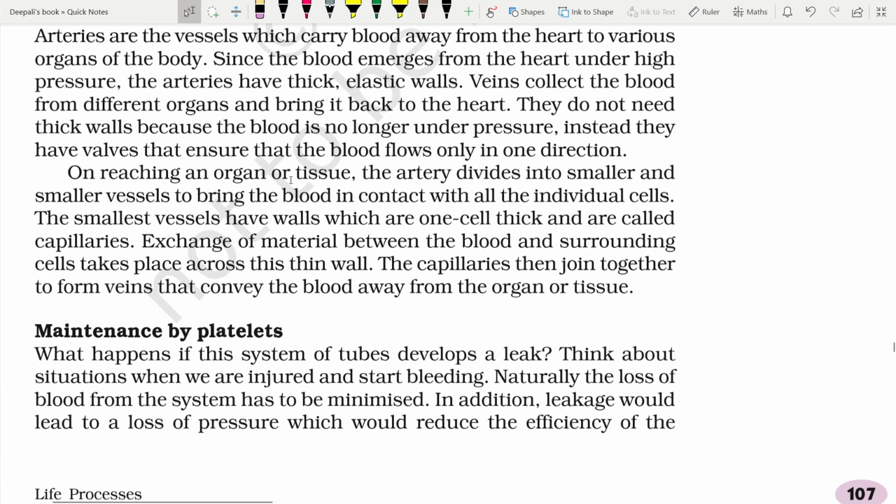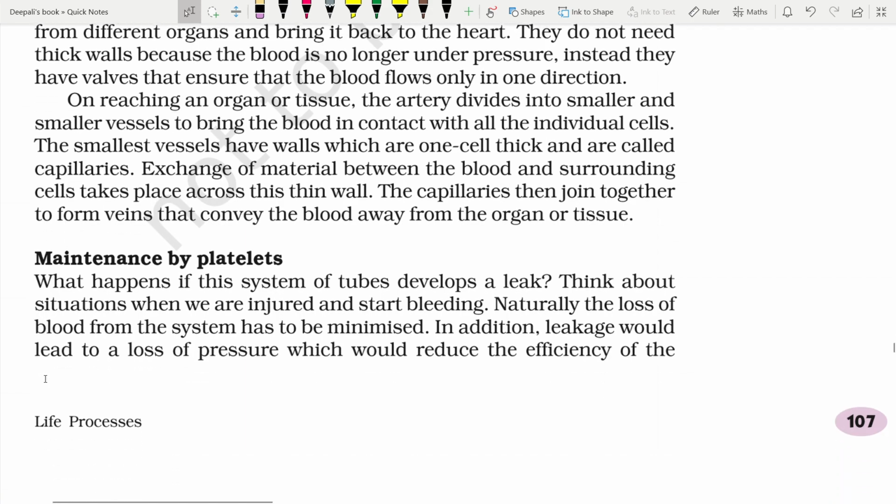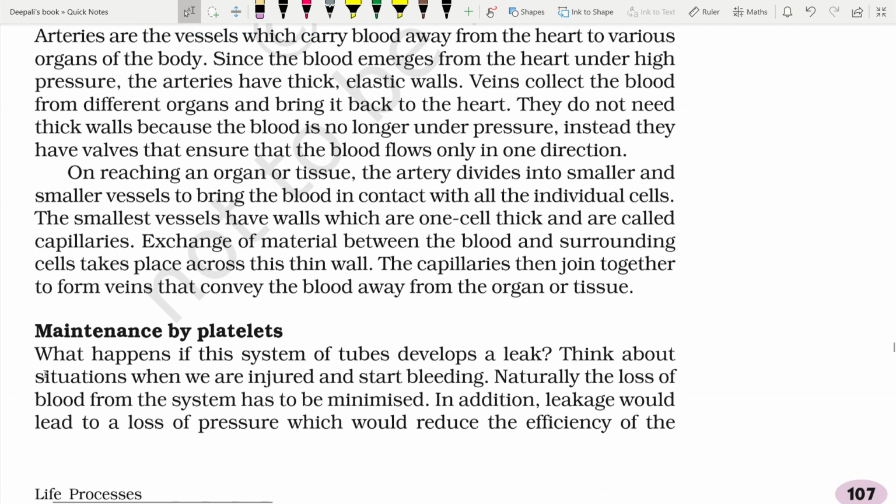On reaching an organ or tissue, the arteries divide into smaller and smaller vessels to bring the blood in contact with all the individual cells. The smallest vessels have walls which are one cell thick and are called capillaries. Exchange of material between blood and surrounding cells takes place across this thin wall of the capillaries. They join together to form veins and convey the blood away from the organs or tissues. This is how the blood vessels are.